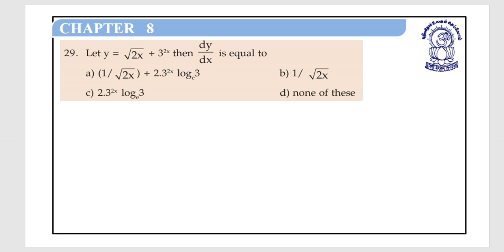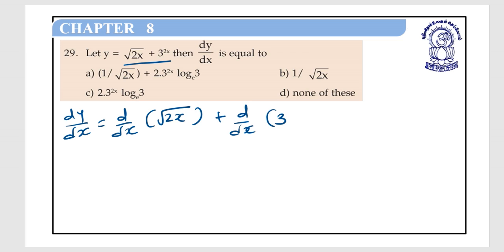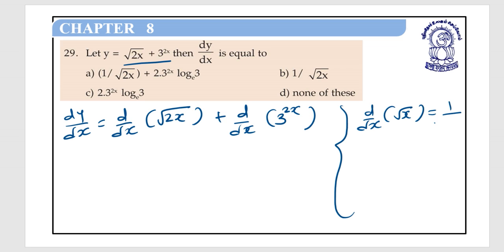Question number 29. Let y is equal to under root 2x plus 3 raised to 2x, then dy by dx is equal to. Now take dy by dx is equal to d by dx of under root 2x plus d by dx of 3 raised to 2x. So here you have to use the d by dx of root x formula, which is 1 upon 2 under root x. And the next formula is d by dx of 3 raised to 2x.